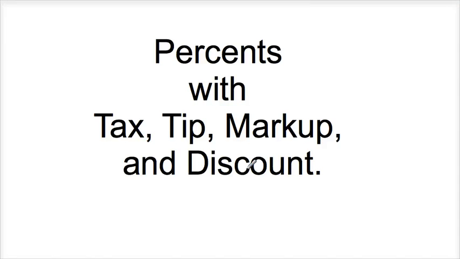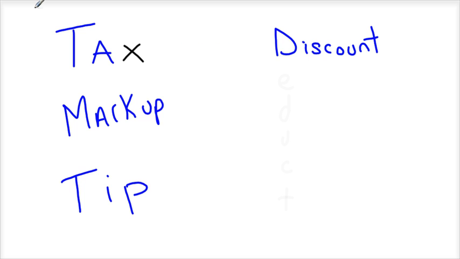So in this lesson, percents with tax, tip, markup, and discount. Tax, markup, and tip are all in one column, discount in another column for a reason. We treat tax, markup, and tip the same way. We could look at the word tax. That X, if we turn it around, looks like a plus sign. So all three of these are something we're going to add to the final price.